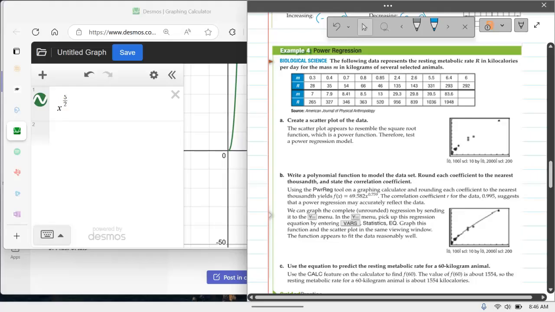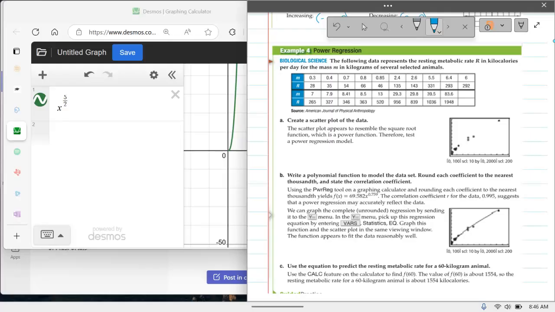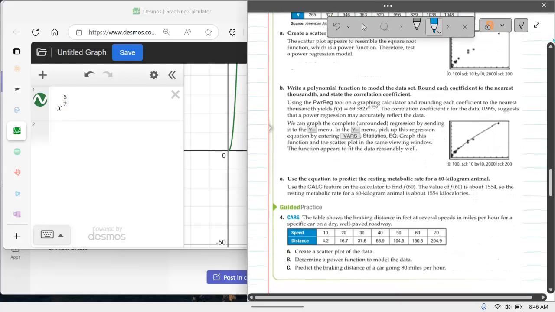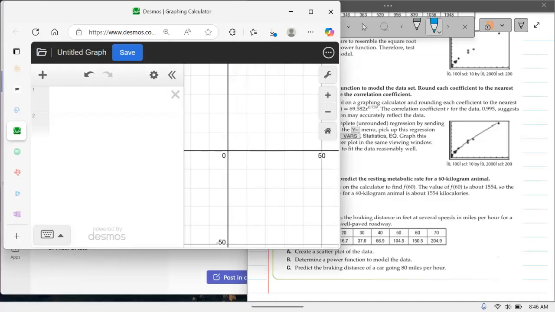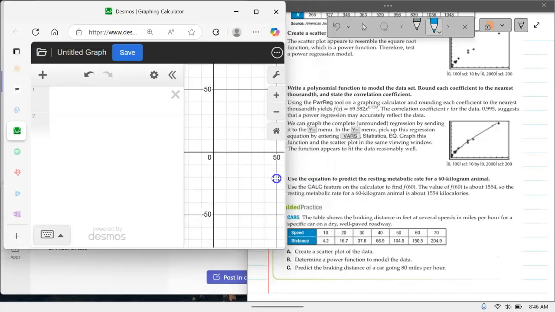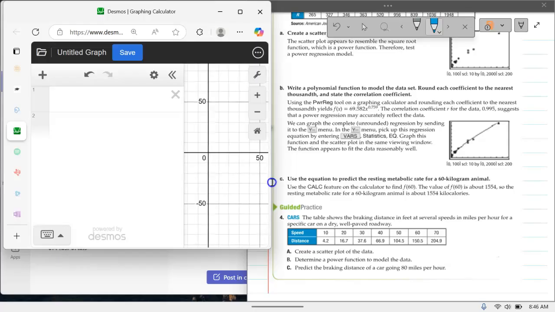With a power regression, we can actually take a table full of data, build a power model, and then use that model to predict future values. So you can see right here, it goes through and gives you all the buttons that you could push for your TI calculator. Over here on the left, I'm going to show you what this would look like using our Desmos calculator, because you can also use that as well.